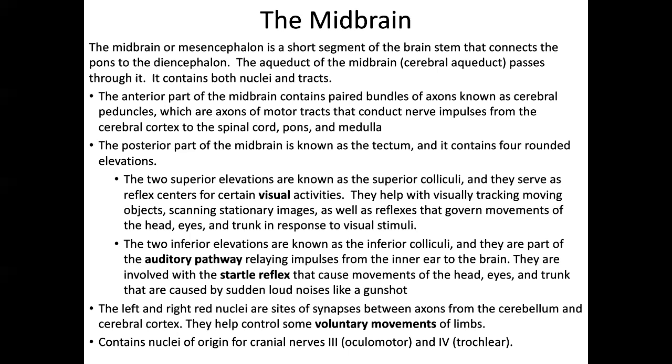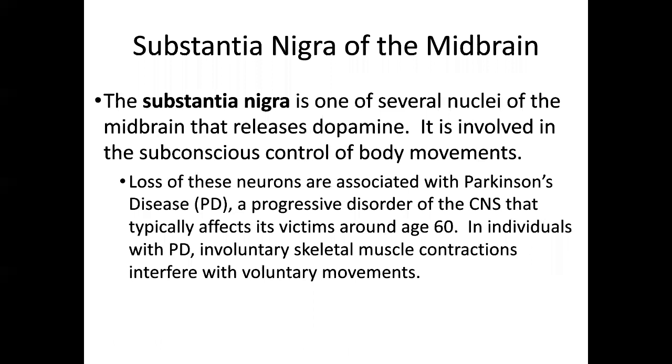Okay, the midbrain also contains left and right red nuclei, which are sites of synapses between axons from the cerebellum and the cerebral cortex, which help control some voluntary movement of limbs. And then cranial nerves 3, which is your oculomotor, and 4, trochlear, are going to be associated with the midbrain.